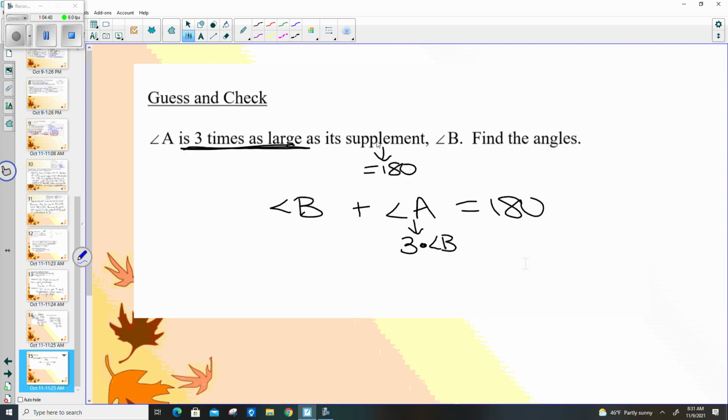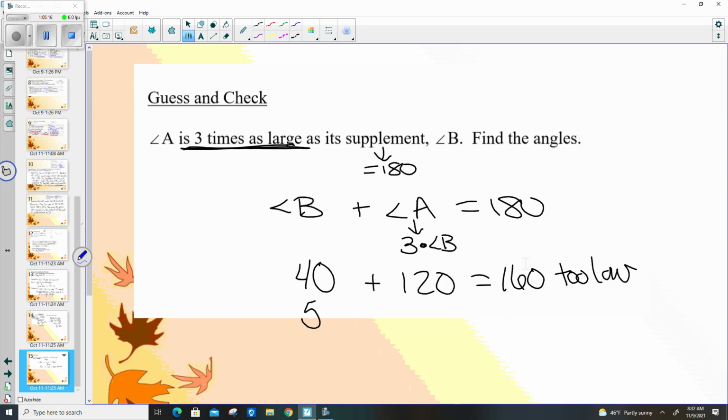Pick me a number for angle B. Give me an angle, any angle. Just guessed it, didn't you? We're going to do a little bit of guess and check before we get there. We'll get there. Let's say I make it 40. What's 3 times 40? Does that give me 180? It's too low, right? So in guess and check land, if I'm too low, I got to make my guess bigger.